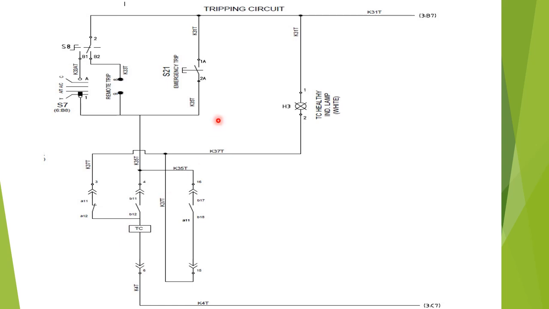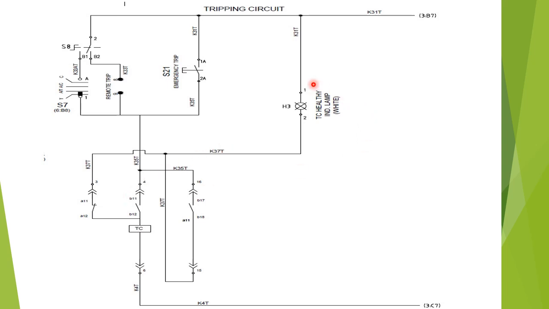Again, here the protection trip circuit has not been shown. The protection trip circuit will remain in parallel with this emergency trip contact. So under fault condition, if the relay detects the fault, the relay will make its contact, that is the NO contact will come to NC position, and it will send a trip signal to the circuit breaker under fault condition to isolate the faulty circuit from the system. So this is how the tripping operation is done.